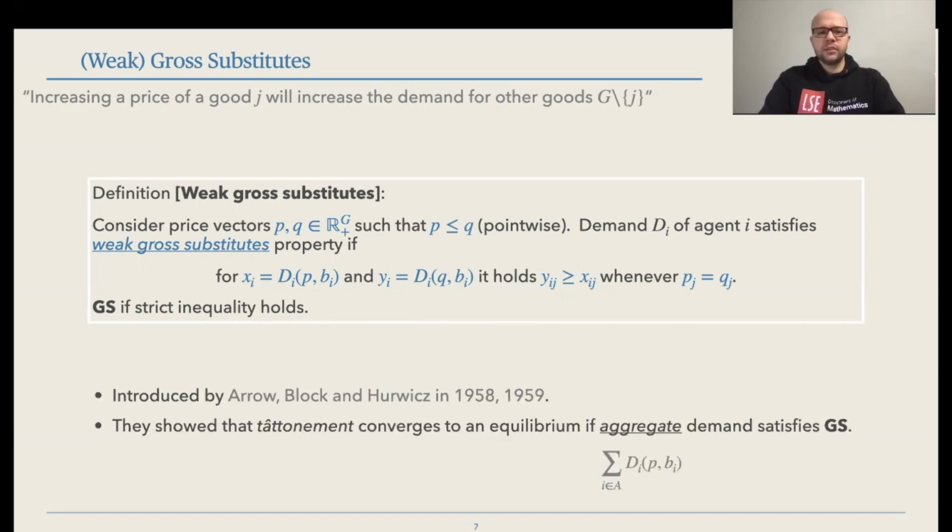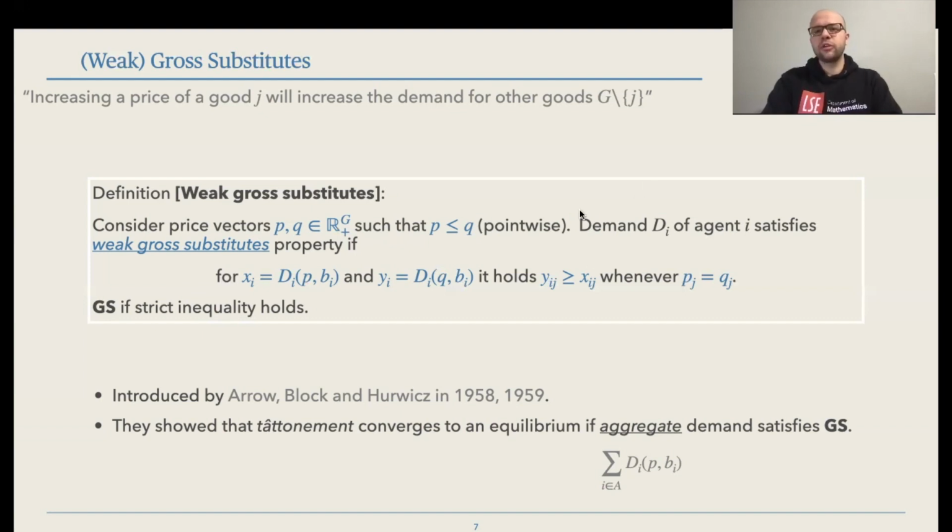This concept was introduced by Arrow and Hurwicz in 1958, where they studied the local stability of equilibria under tâtonnement. Later, with Block, they showed that equilibria are globally stable under tâtonnement, or in other words, the tâtonnement converges to an equilibrium if the aggregate demand satisfies GS. Well, aggregate demand is just the sum of all the demands of all agents.